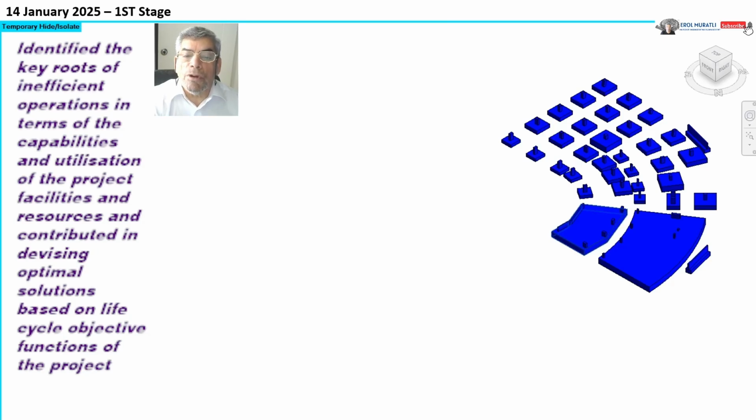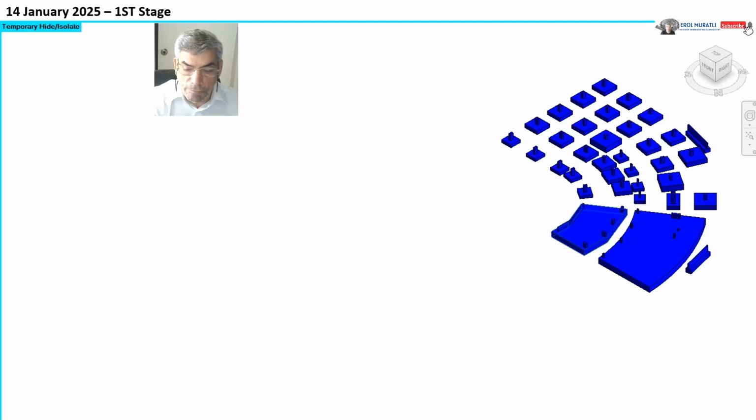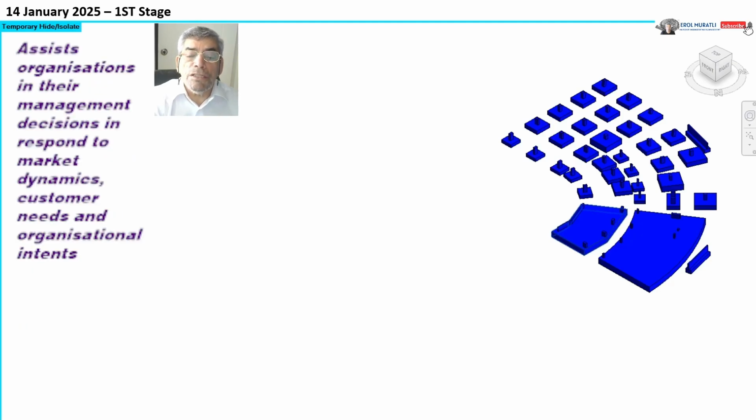Identify the categories of inefficient operations in terms of the capabilities and utilization of the project facilities and resources, and contribute in devising optimal solutions based on life cycle objective functions of the project. Assist organizations in their management decisions in response to market dynamics, customer needs, and organizational intent.